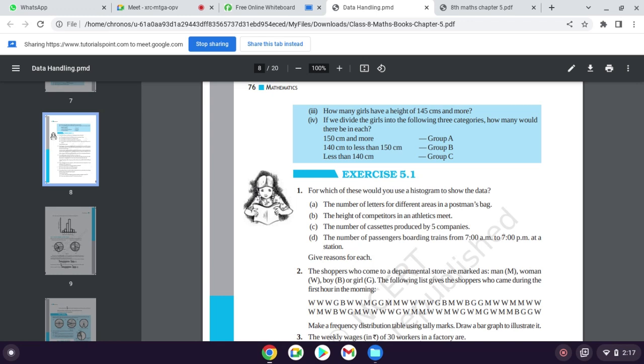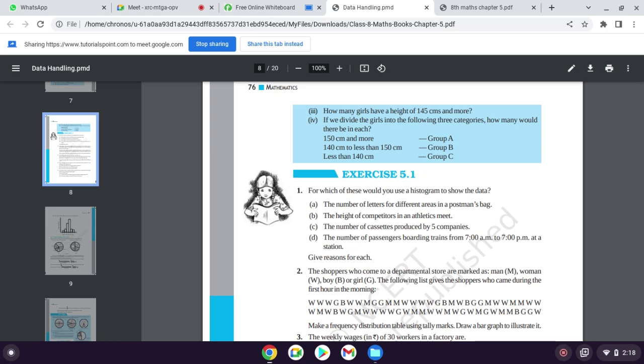For which of these would you use a histogram to show the data? The number of letters for different areas in postman bags, the height of competitors in an athletes meet, the number of cassettes produced by 5 companies, and the number of passengers boarding trains from 7 a.m. to 7 p.m. at a station. So these are the different cases. You have to tell in which you can use a histogram to show the data. So I think by observing the given data, we can make a frequency distribution.